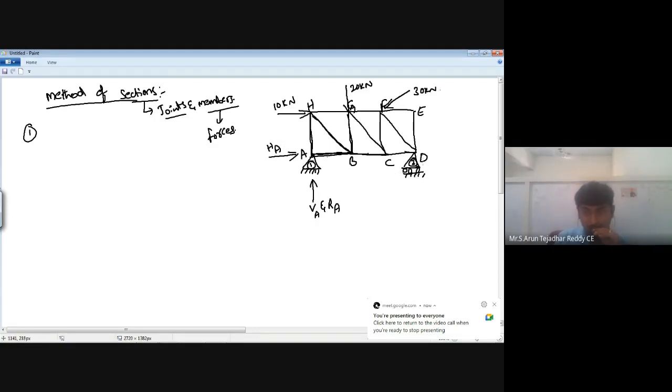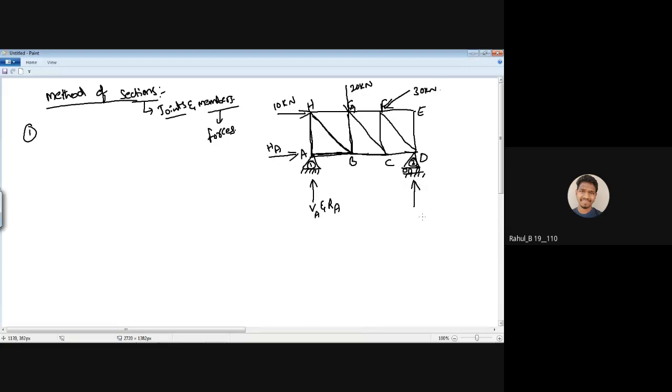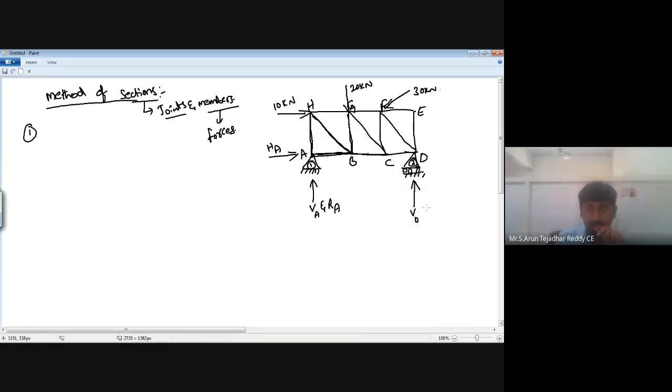When you come to the second support, that is roller support. At point D, it is having roller support. So roller support is acting with only one vertical reaction, VD, or else you can take it as RD. So the first point meaning is replace the supports with reactions.